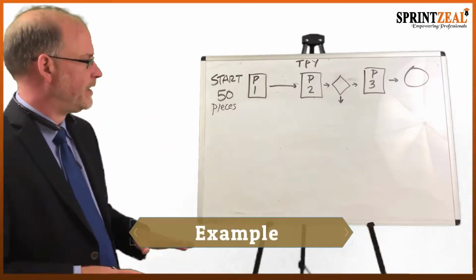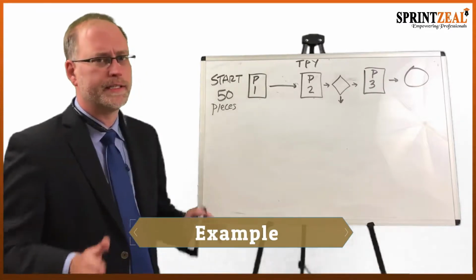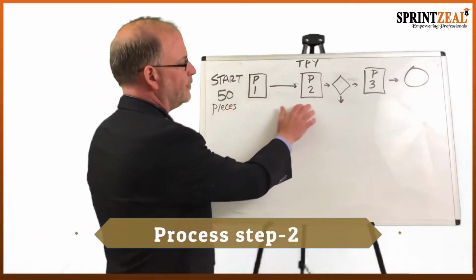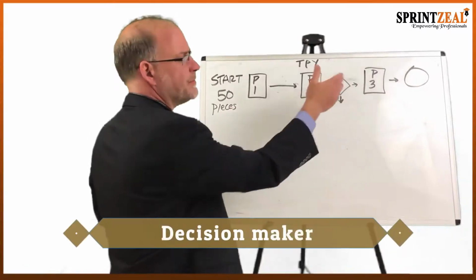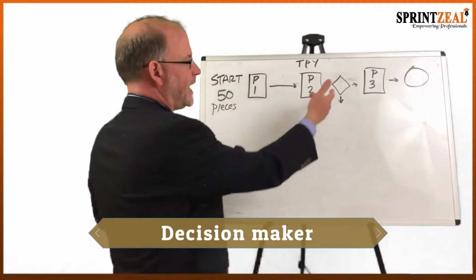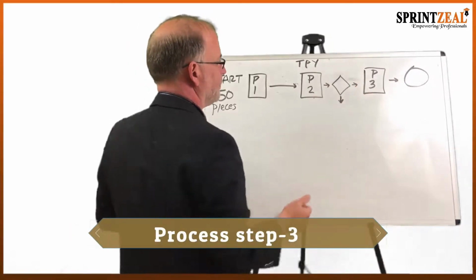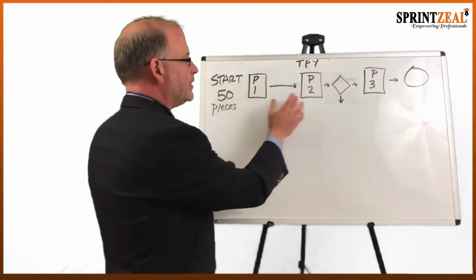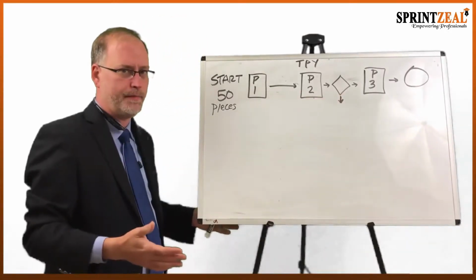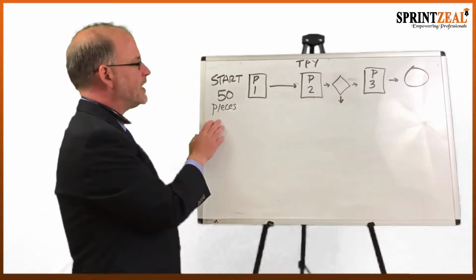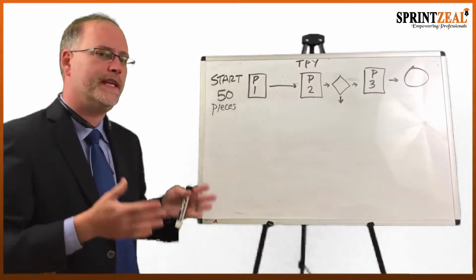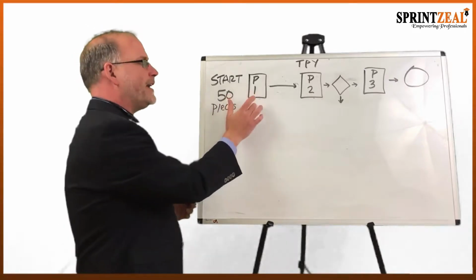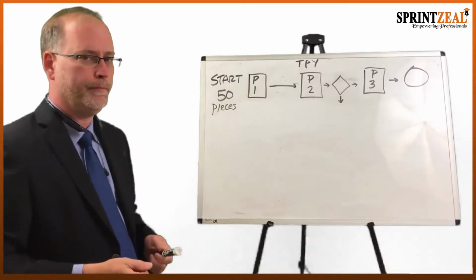So here I have an example. It's a really simple process map. It starts with process step 1, that moves to process step 2, that has some sort of decision-making diamond, and then it has process step 3. So we're going to figure throughput yield for each individual process step. Our process is going to begin with 50 pieces. So 50 pieces are going to enter into process step 1.